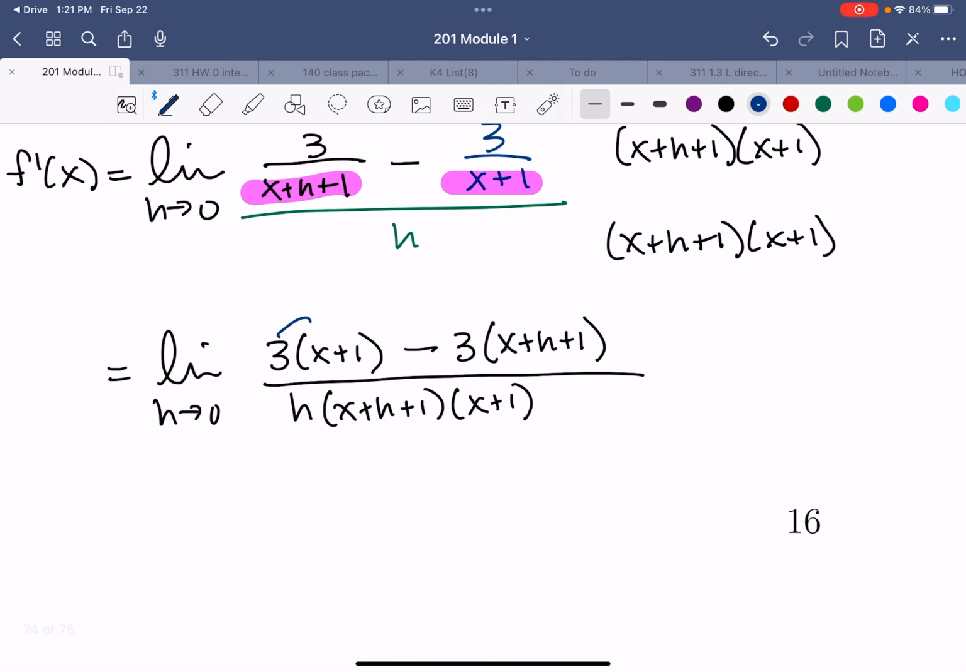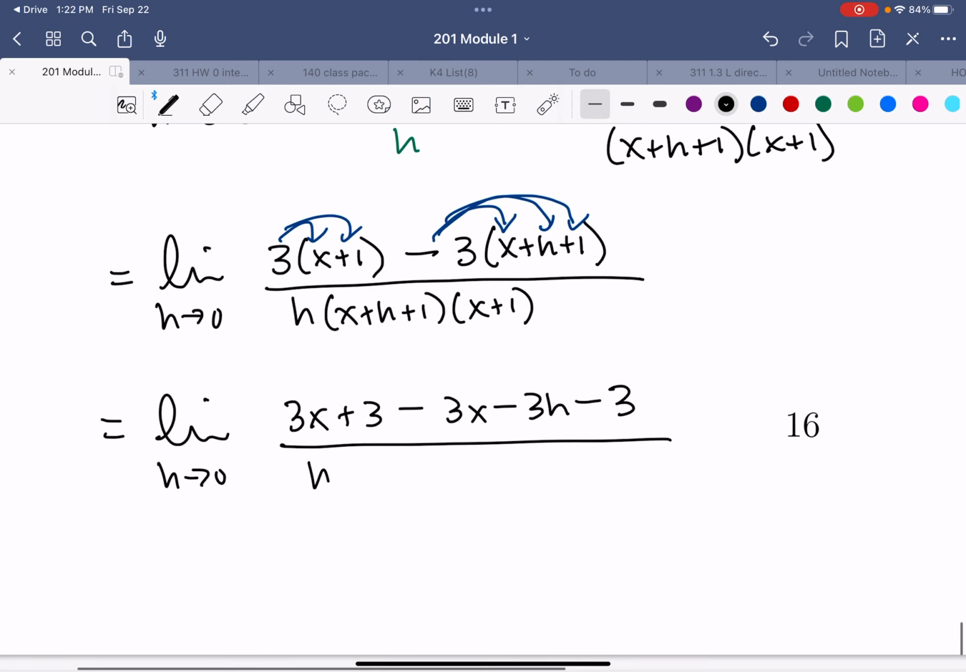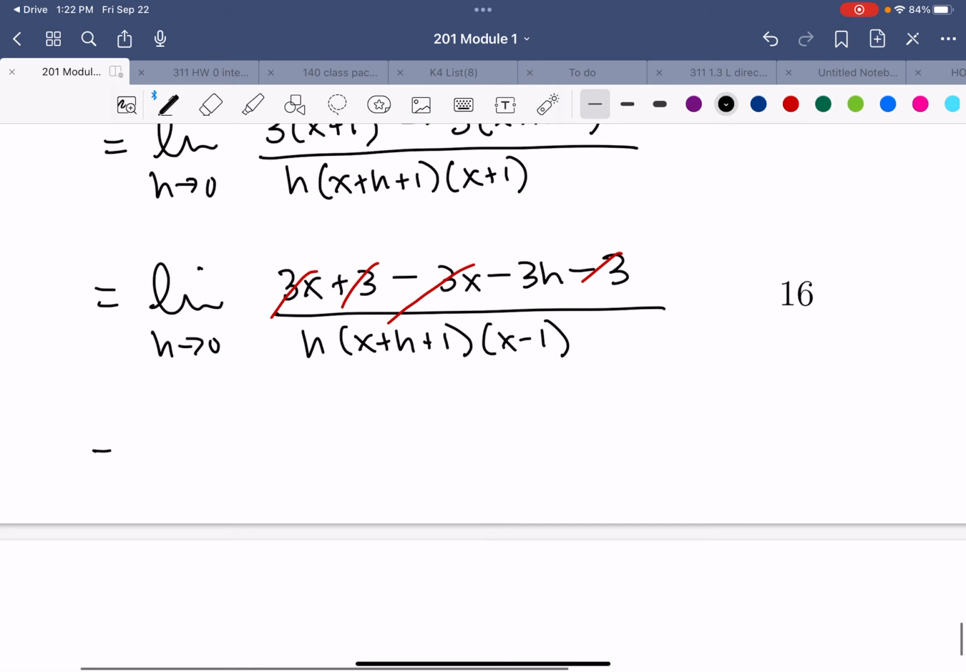Okay. Now we can go ahead and distribute all of these 3's. Don't forget to take the negative with you in the second part. So that's going to give you the limit as h goes to 0 of 3x plus 3 minus 3x minus 3h minus, whoops, not 1, but 3. And my denominator stays. Now everything upstairs that doesn't have an h in it cancels out. And then we're left with the limit as h goes to 0 of negative 3h over all of that business in the denominator.